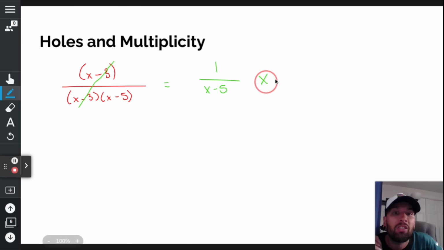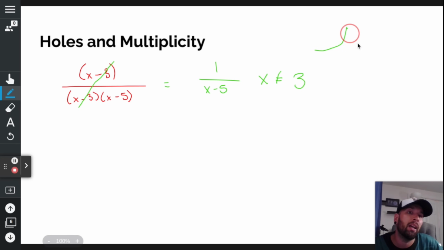However, x still can't be 3. So what's going to happen is you might have a graph that looks something like this, but at 3 you have a hole and it keeps going. Whenever the numerator and the denominator share a factor, expect a hole to exist there. Even though the graph acts as if it didn't exist in the first place, we're still not allowed to plug in 3 because of the original problem.